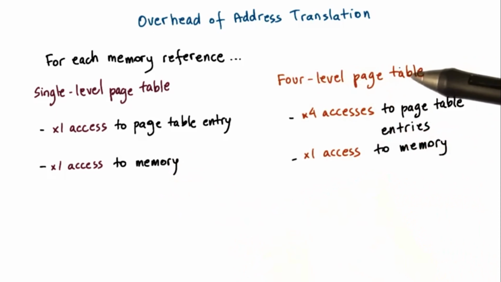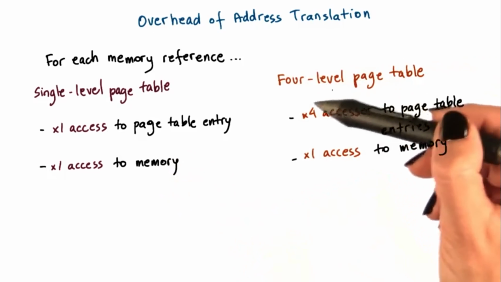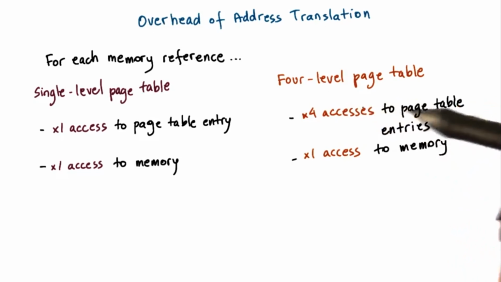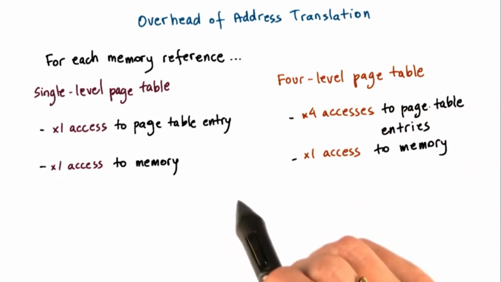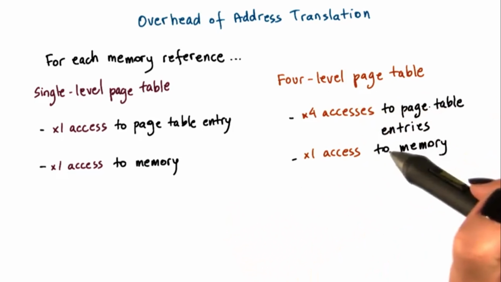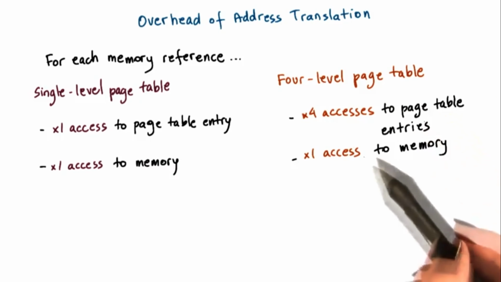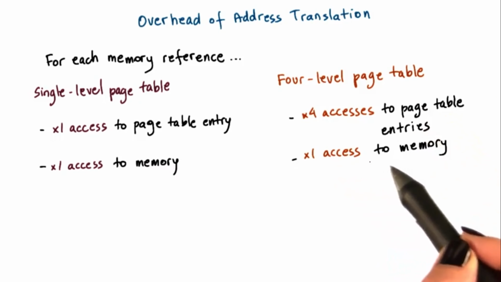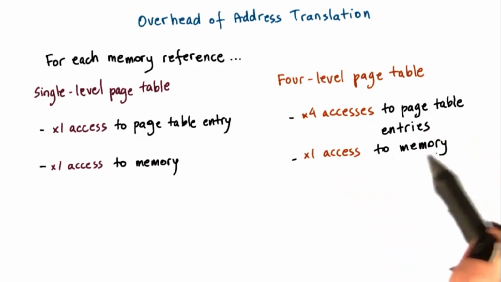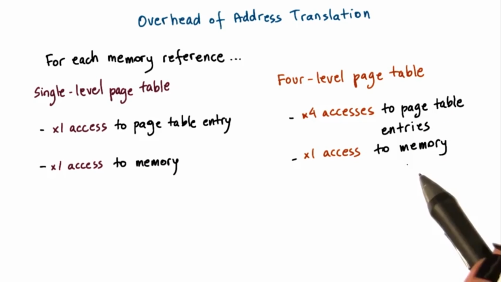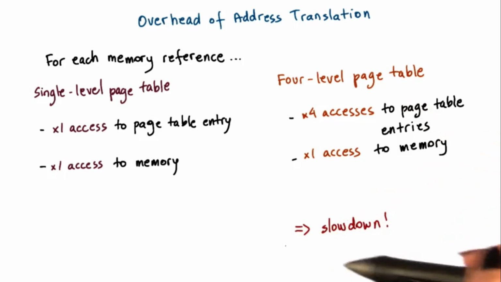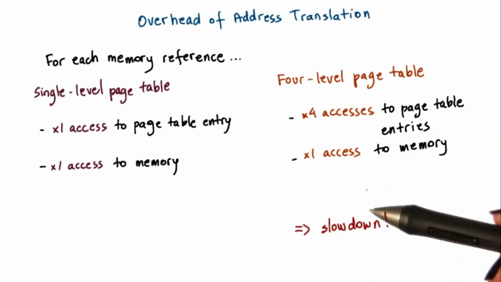In the 4-level page table, however, we will need to perform 4 memory accesses to read the page table entries at each level of the memory hierarchy before we can produce the physical frame number. And only afterwards are we able to actually perform the proper access to the correct physical memory location. Obviously, this can be very costly and can lead to a slowdown.